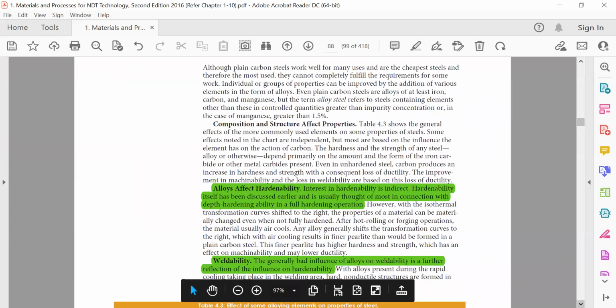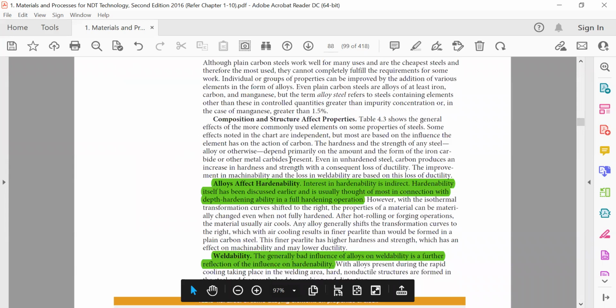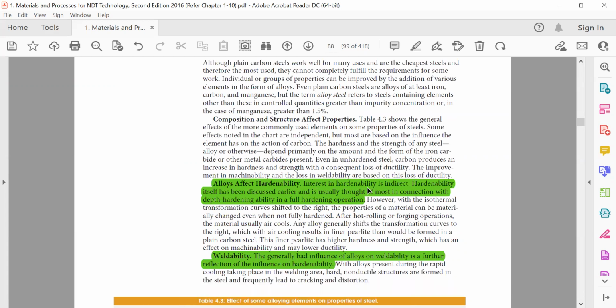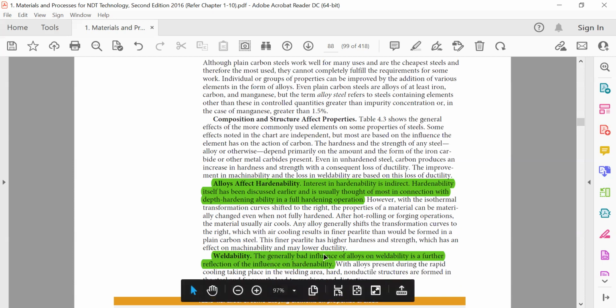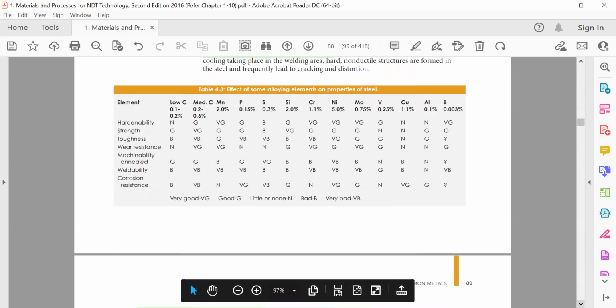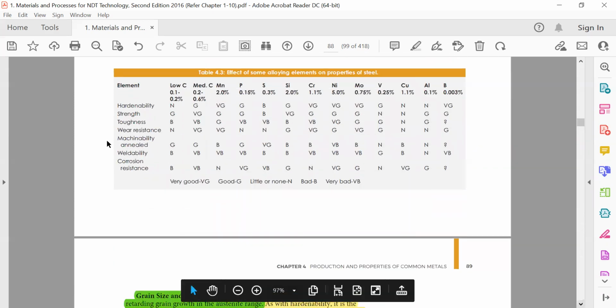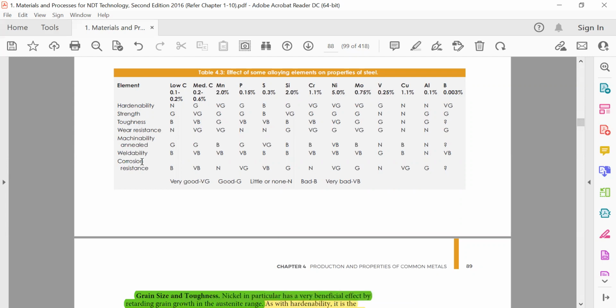Leave it. Alloy steel. Composition and structure affect properties. Alloys affect hardenability. Interest in hardenability is indirect. Hardenability itself, as I discussed earlier, is usually thought of in connection with the depth hardening ability in a full hardening operation. Weldability, the generally bad influence of alloys on weldability, is a further reflection of the influence of hardenability. So: hardenability, strength, toughness, wear resistance, machinability, weldability, corrosion resistance. As for that, they have given this table. Just go through it.